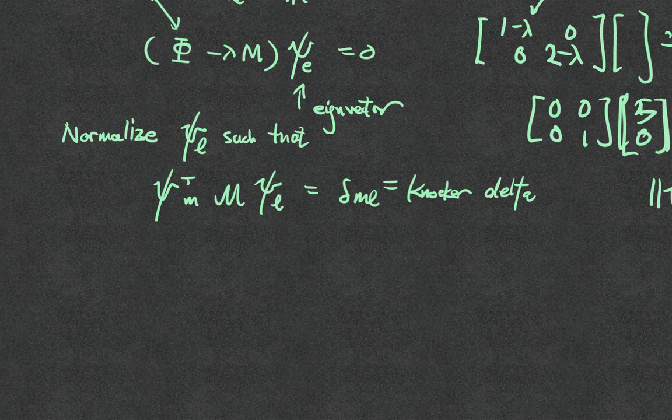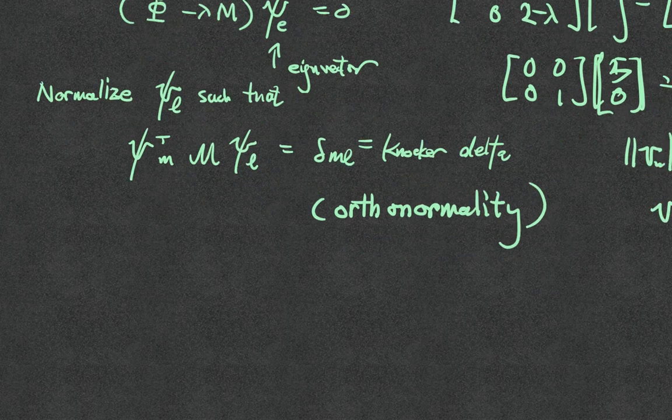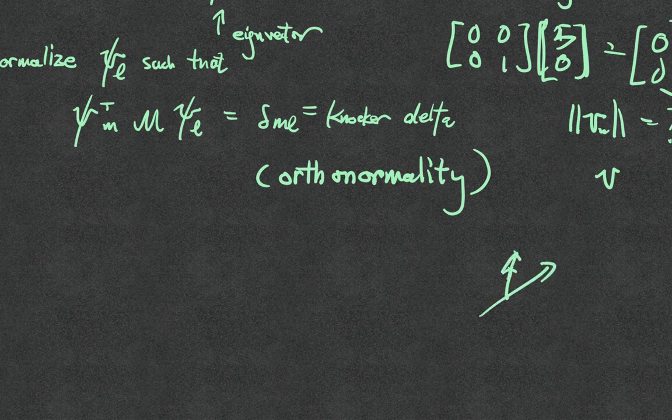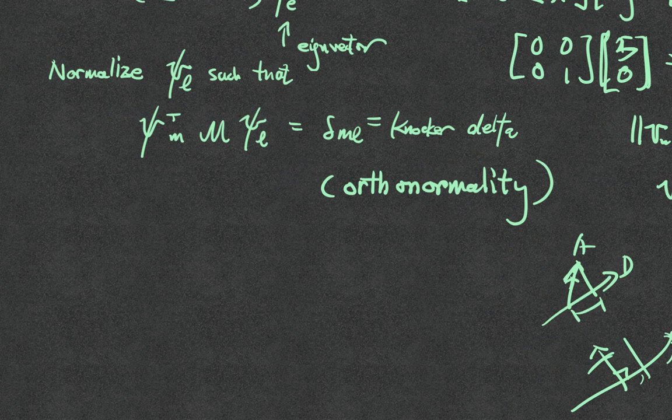So I need to scale my eigenvector properly. But if I can do that, I can achieve something that makes my life easier down the road, which is orthogonality. Orthogonal means that the eigenvectors are all orthogonal to each other, meaning that the dot product is always equal to 0, which means that if you project one onto the other, you get nothing. So these are 2 vectors. If I project this vector onto this vector, I get something, I get the x component. This is not orthogonal. This is orthogonal if the dot product is equal to 0. Normalized means that I scale it so that the lengths are equal to each other.